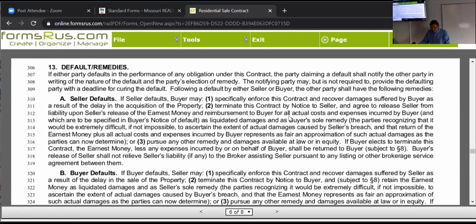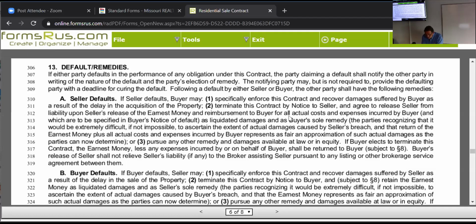Default remedies. In A and B, basically, you could exchange either one of them because it says if a seller defaults, buyer may. If a buyer defaults, seller may. And there's three things that can happen. Regardless of who defaults, the party that feels like has been harmed can seek to specifically enforce the contract and recover damages. In other words, enforce the contract means that you have to sell it or you have to buy it. That's what specific performance means.